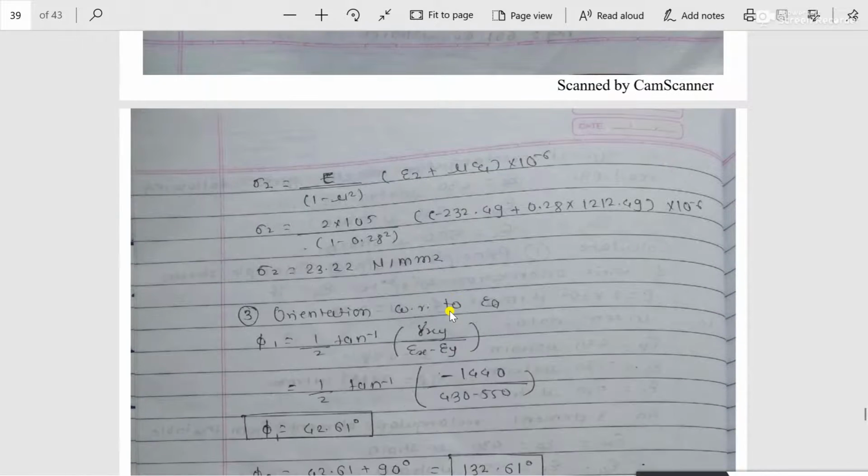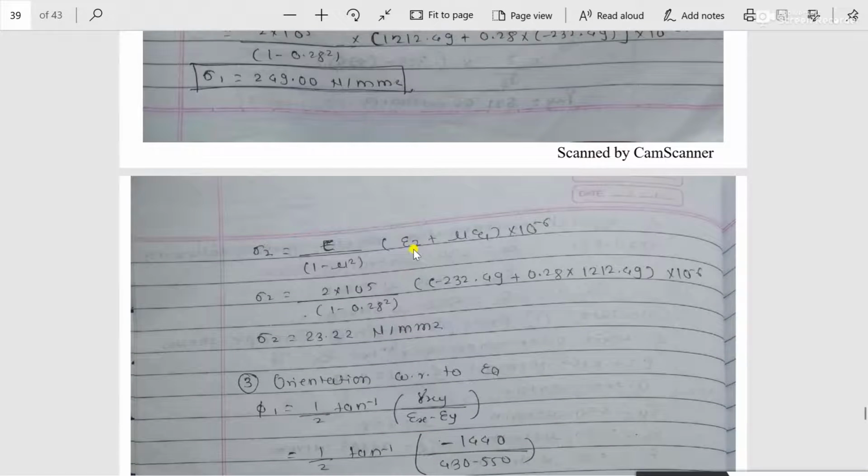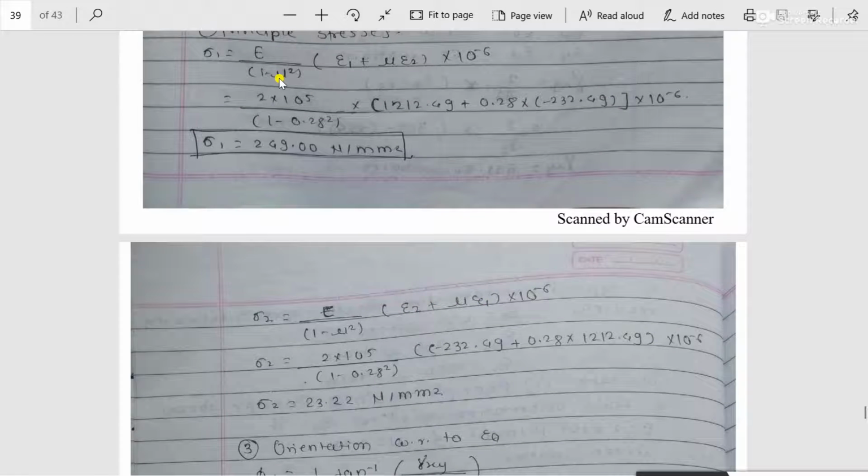Similarly, I have to calculate the magnitude of second principal stress, but the formula is somewhat different. That is the formula for the sigma 2 calculation, which is given in the list of formulas: E upon 1 minus mu square into epsilon 2 plus mu into epsilon 1. In the sigma 1 equation, the first parameter is epsilon 1 plus mu into epsilon 2, but in the sigma 2 calculation, the first parameter is epsilon 2 plus mu into epsilon 1. So this is the basic difference. E upon 1 minus mu square is common for the sigma 1 and sigma 2 calculation, but only this particular parameter changes.